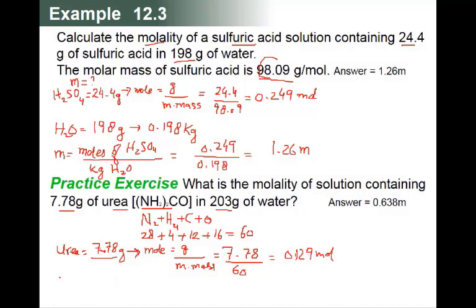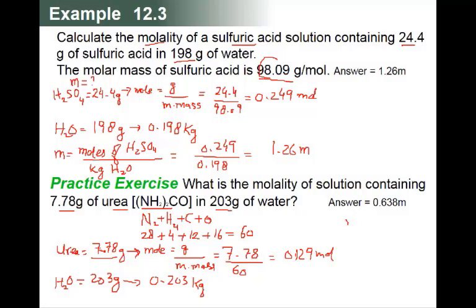And then you take the water, H2O. H2O is equal to 203 gram, and this gram change to kilogram. So this divided by 1000, so it becomes 0.203 kilogram. So we will solve here.